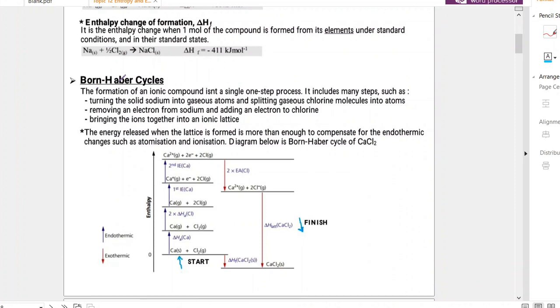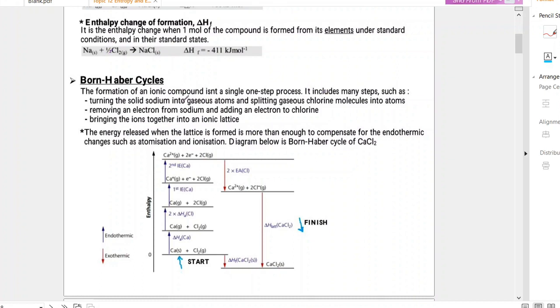Okay, so this is the time you will understand what Born-Haber cycles are completely. Because in AS, you got them in your older question papers, but you were not taught them in class. So now you'll be taught them. The whole idea is the formation of an ionic compound isn't a single one-step process. No, no, no. It is not taking place in a single step. Sodium chloride is not formed in this single step.